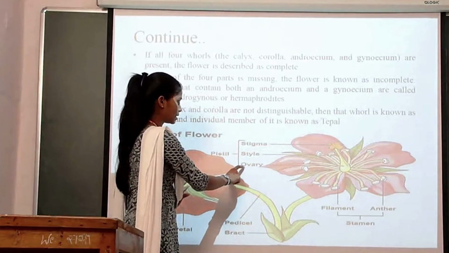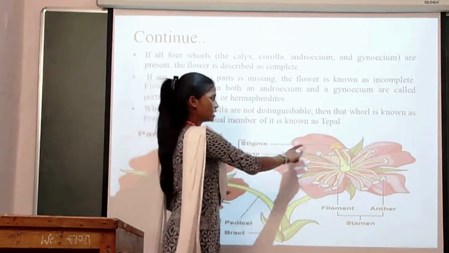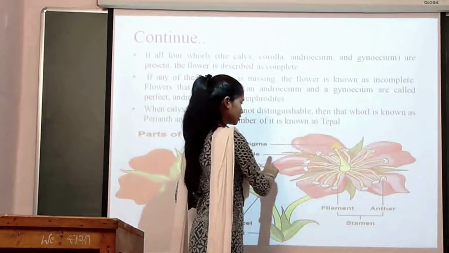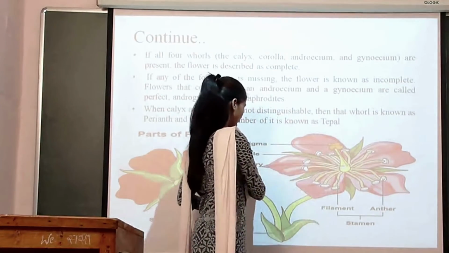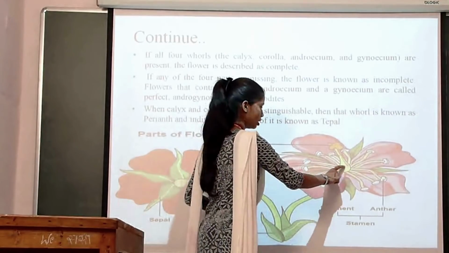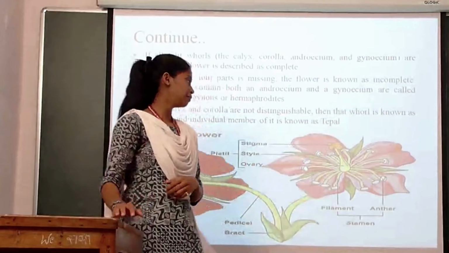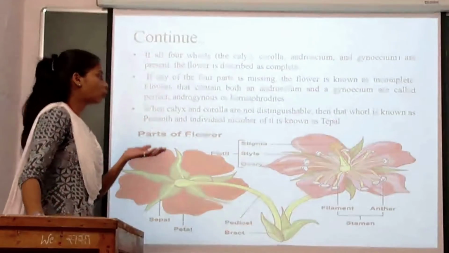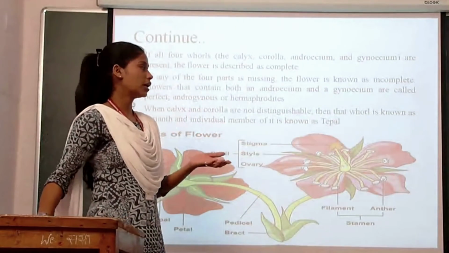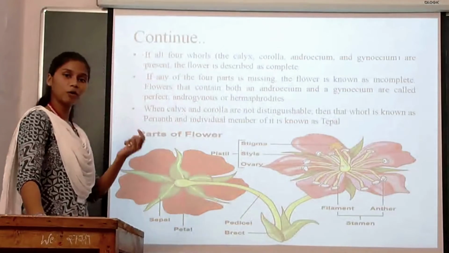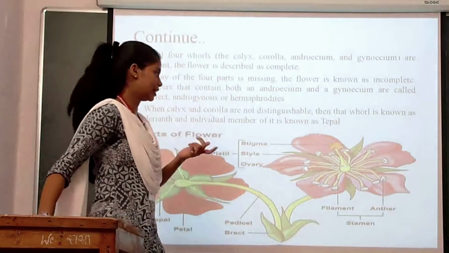This comprises the pistil. The stigma is the uppermost part, style is the stalk of the gynoecium, and the basal swollen part is the ovary. Inside the ovary, ovules are present. After fertilization, the ovary will be converted into fruit, and the ovules in that ovary get converted into seeds.